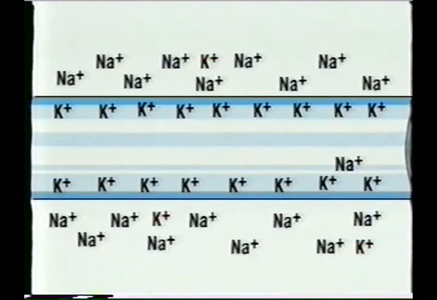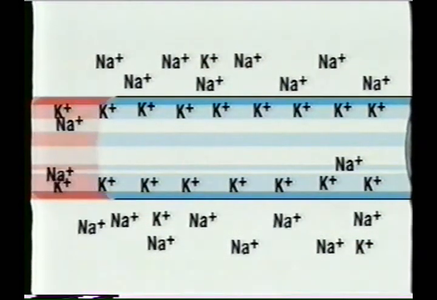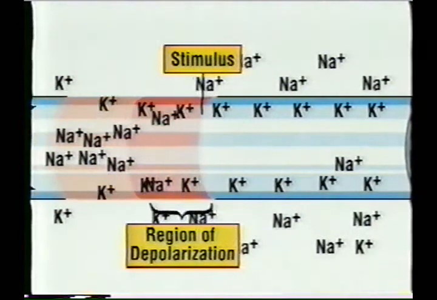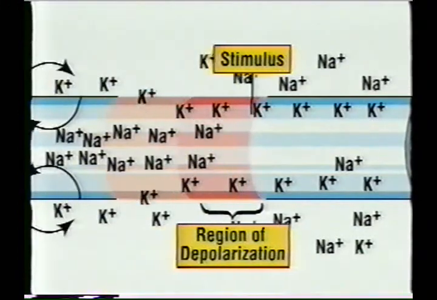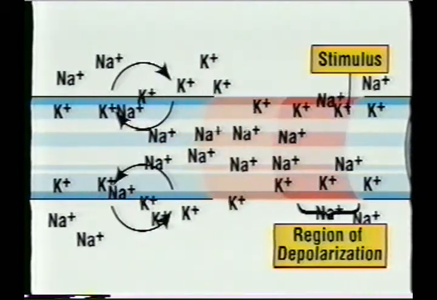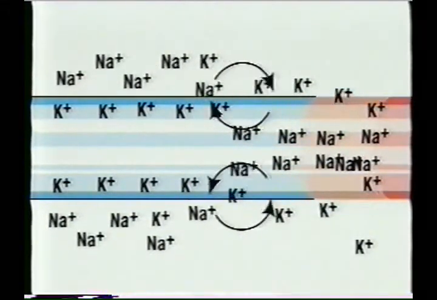A depolarizing stimulus changes the ion permeability of the cell membrane. The stimulus causes voltage-sensitive sodium channels to open, which allows sodium ions to rush into the cell. The inside of the cell becomes more positive, and the cell membrane depolarizes.